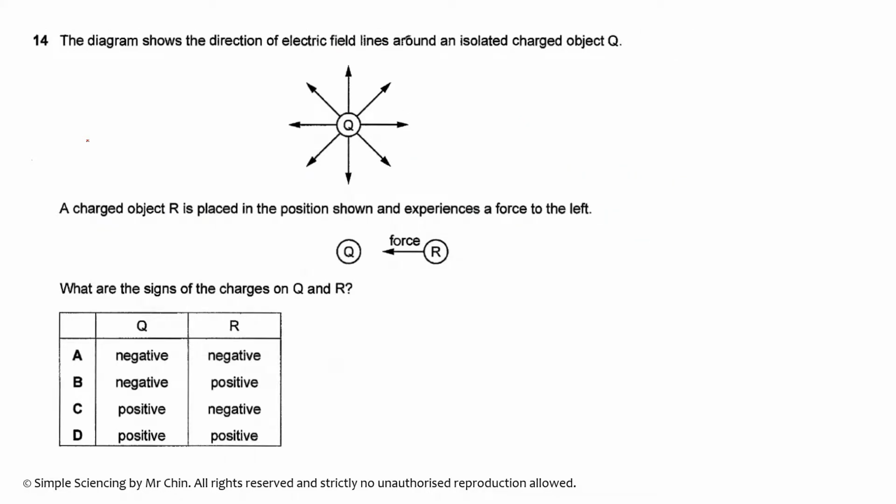Question 14. The diagram shows the direction of electric field lines around an isolated charged object Q. A charged object R is placed in a position as shown. So what are the signs of the charges? Look at object Q. The electric field lines are pointing outwards. So what does this mean? Q is positively charged. And when R is placed near Q, there's a force pulling R towards Q. Since Q is positive, it means that R is negative, because both will attract each other. So by cross-checking the answer, you realize that C is correct.